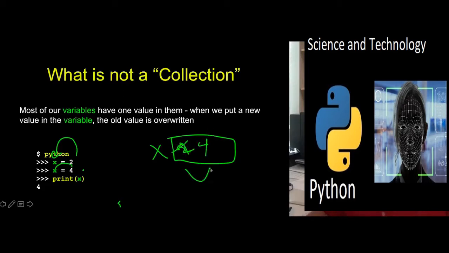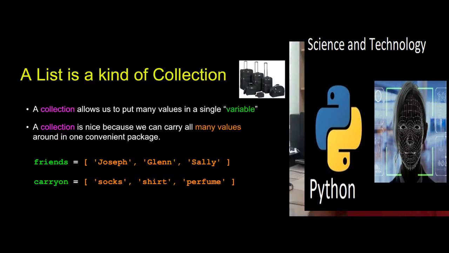Now, a key thing is you can't have more than one value in a variable at any given moment. So when we move to collections, collections are more like suitcases. We can put lots of things in them. We have ways of organizing them, and as we go through lists and dictionaries and tuples, we'll see how there are different ways to organize them.